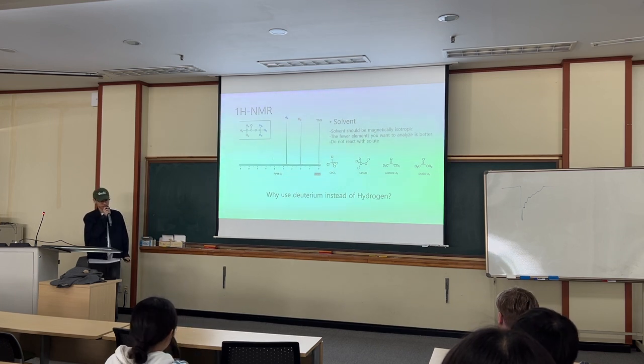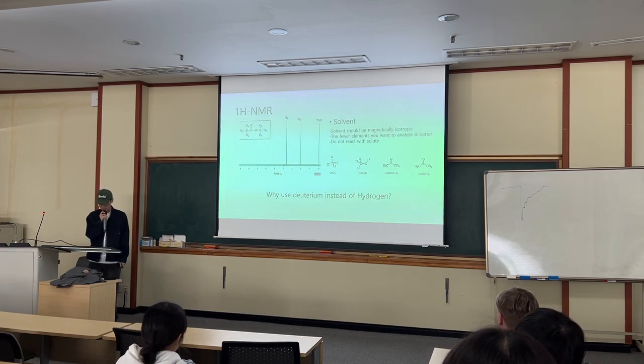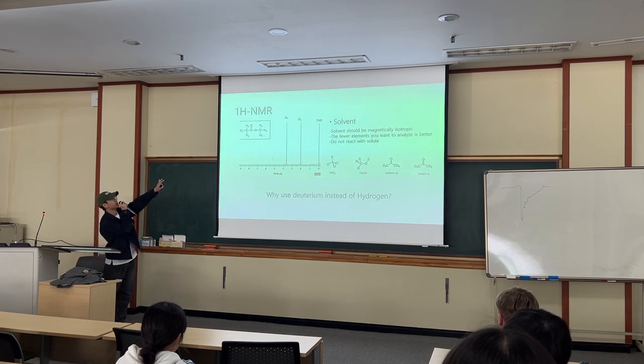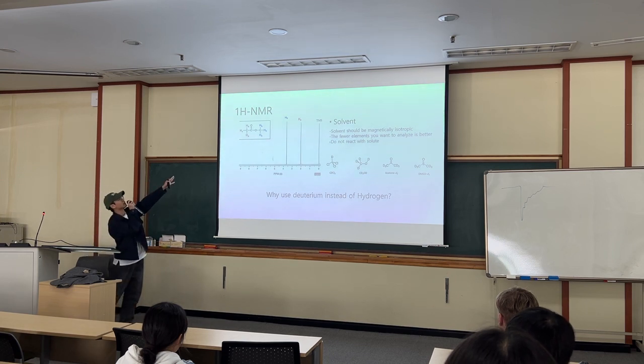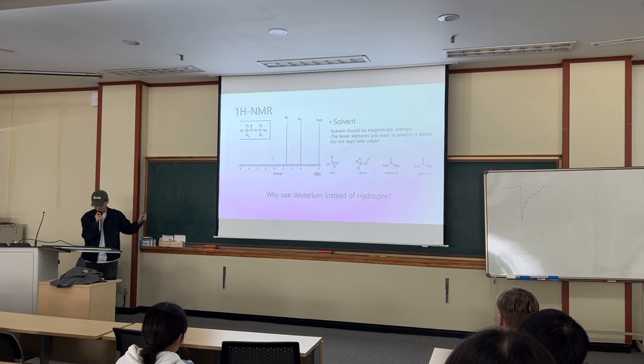And 1H NMR is detecting hydrogen. In this picture, HA and HB have different chemical shifts because they have different surroundings, because there is another O in between HA and HB.